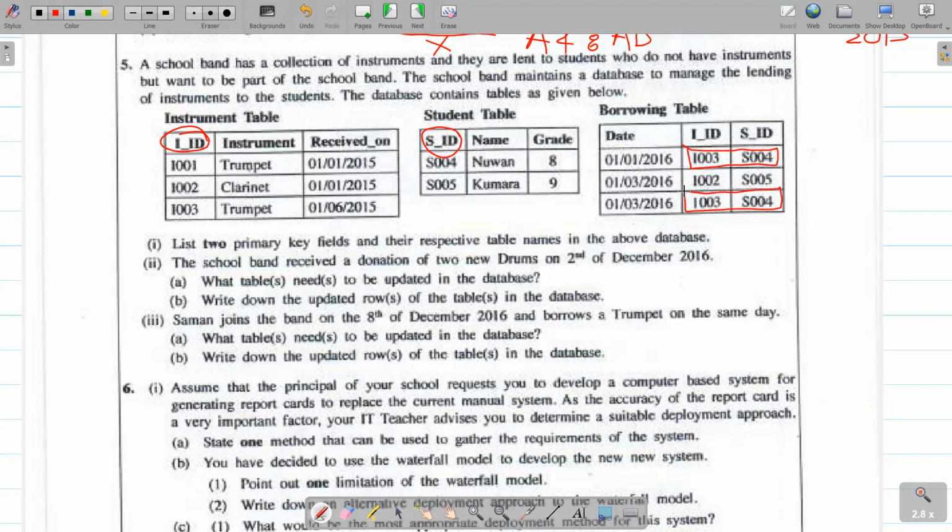All right, so when you are trying to figure out a primary key, it's better you propose all three things in the borrowing table, right? Fortunately, you are not asked to write the borrowing table's primary keys. You are asked to write any two primary keys. So the easy thing is IID and SID.